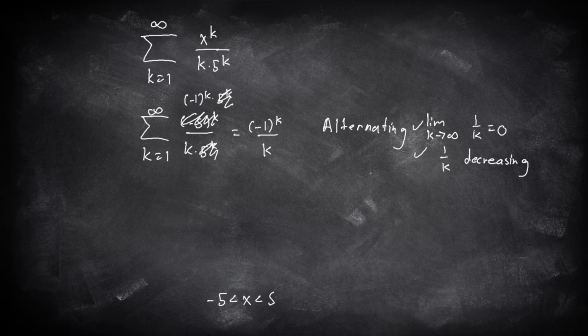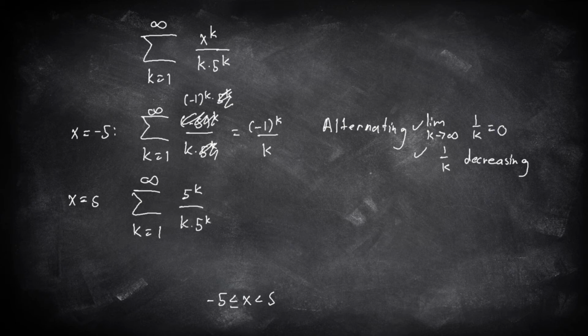So that means when we chose x equals -5, we found that it was converging by the alternating series. Now if we plug in x equals 5, we get 5 to the power of k divided by k times 5 to the power of k. This simplifies down to just 1 over k. And 1 over k is pretty familiar. That's just the p-series. And the p-series says that if p is greater than 1, then it's converging. Well, the power here is 1, so it's definitely not converging. So this is diverging.